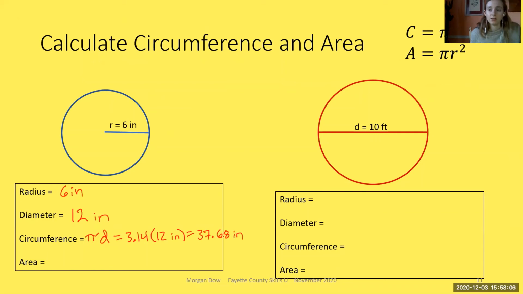And I'm not going to round that at all because I don't have any instructions telling me to round. But if you had a problem where it did give you instructions on what place to round to, you want to make sure you follow those directions.